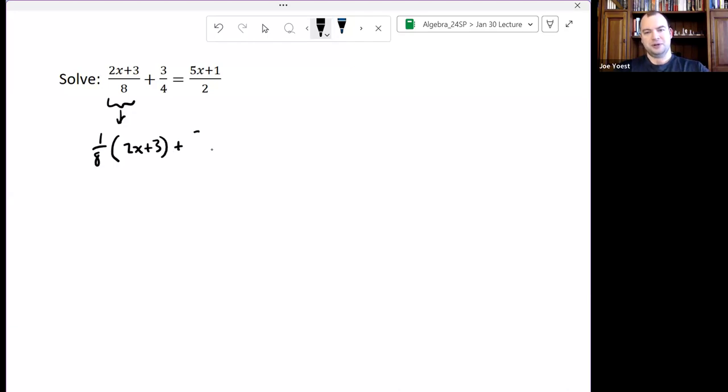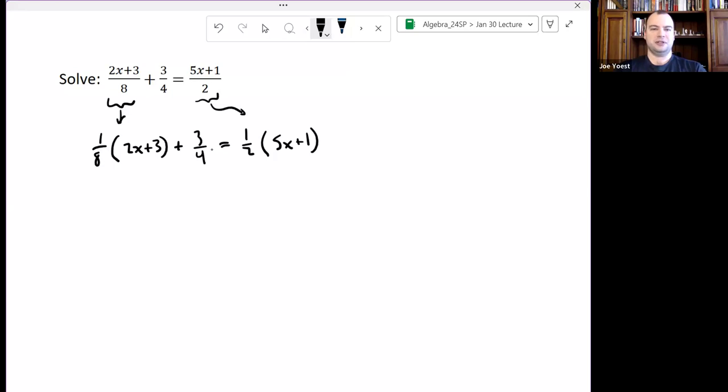This plus 3/4, well, that's just a standard fraction, and we can leave that alone. And then I might do the same thing over here. I might write this as 1/2 times parentheses 5x plus 1. You don't have to do this if you're comfortable working with fractions, but again, most folks, fractions are kind of a sticking point.